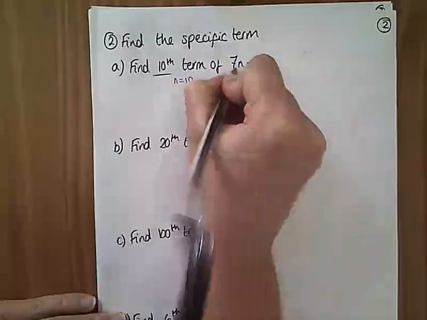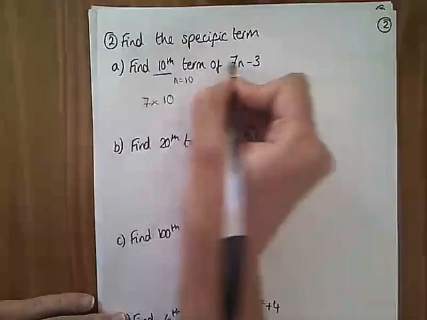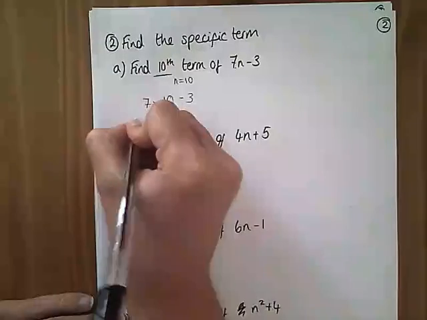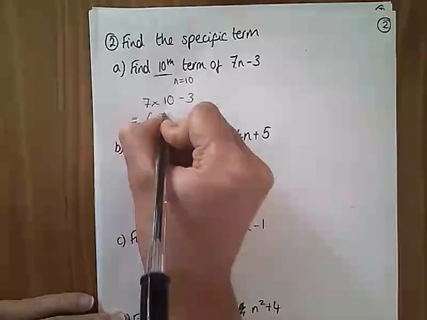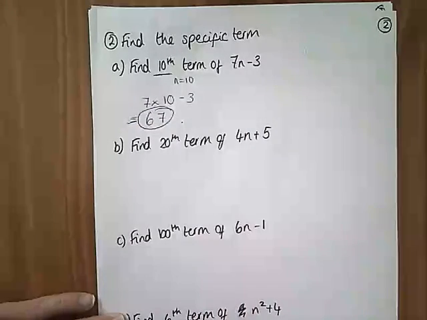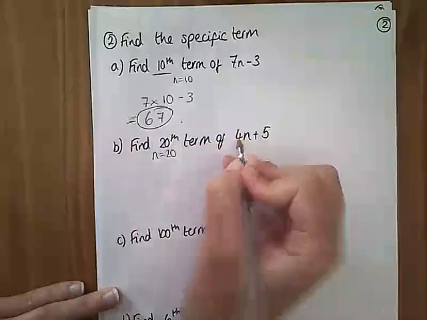So in here, I just do 7 times 10, because that's what my n is, because I want the 10th term, take away 3. BIDMAS, 7 times 10 is 70, take away 3 is 67. That's the answer, okay?